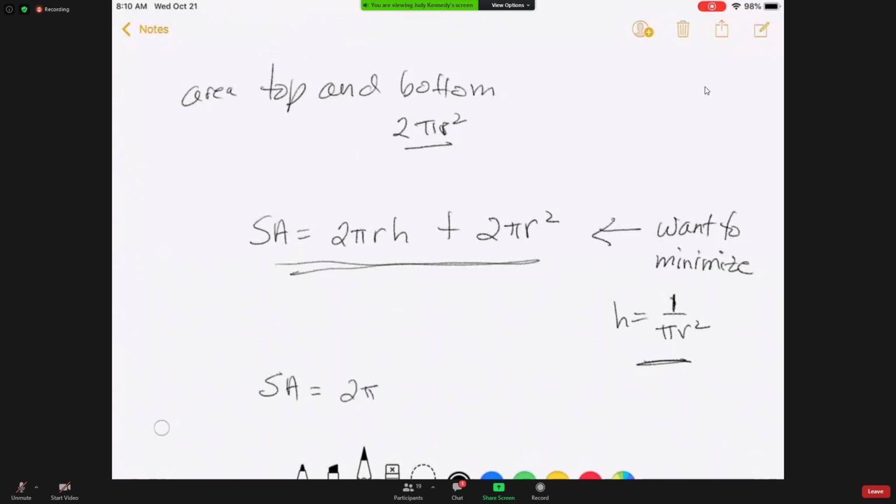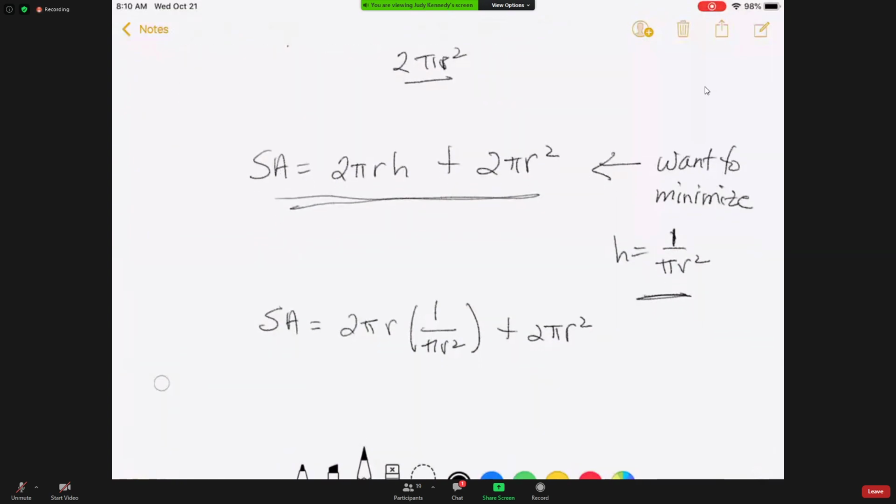You could just as well eliminate the r and have only h left, but eliminating the h is a little bit easier. So that gives me surface area is 2 pi r times 1 over pi r squared plus 2 pi r squared.